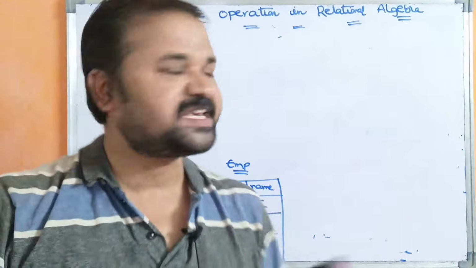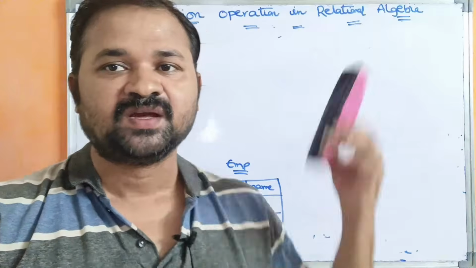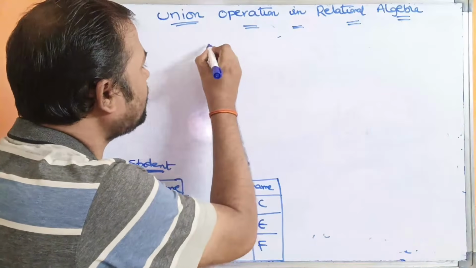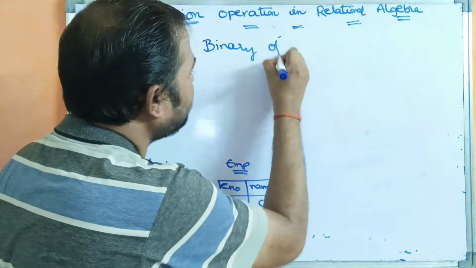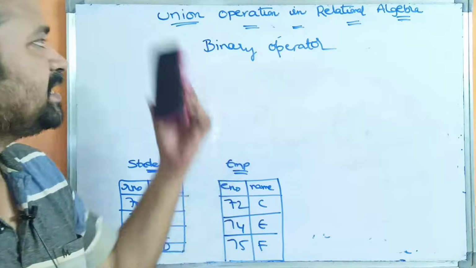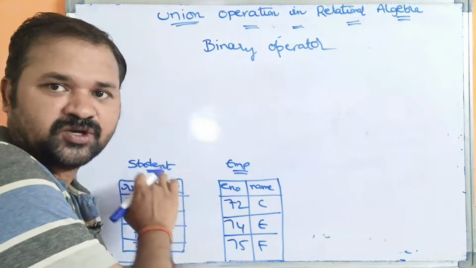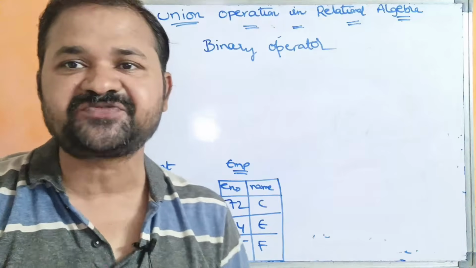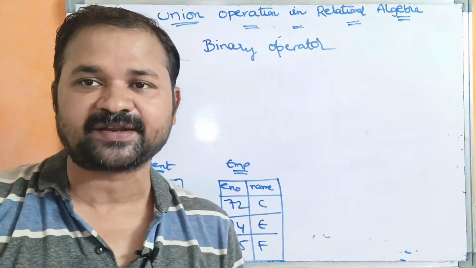Now let us discuss union operation in relational algebra. Union operator is called a binary operator. Binary means two. Union operator will be performed on two tables, two relations. So that's why we can call union operator a binary operator.